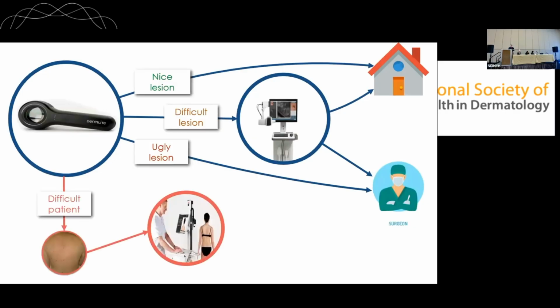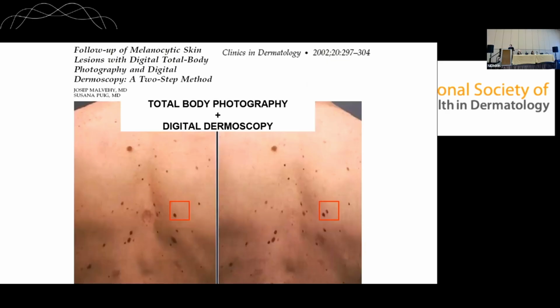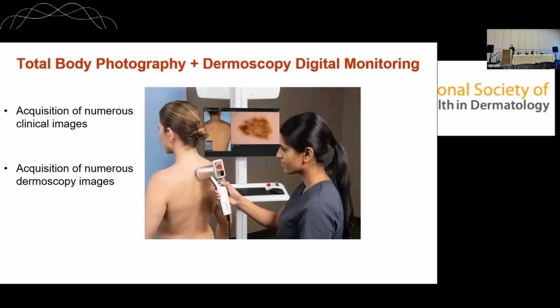So now we have the other problem, because this is based on a single lesion, but when we have a difficult patient, I think it's very important to use technologies like total body photography and the follow-up with digital dermoscopy. And there we have lower evidence, but a recommendation level that is also to use it when you have it. For sure, we know that we have to combine both things, total body photography and digital dermoscopy. The first one enables us to see the new melanoma. The second one enables us to see the little changes in lesions that were atypical.